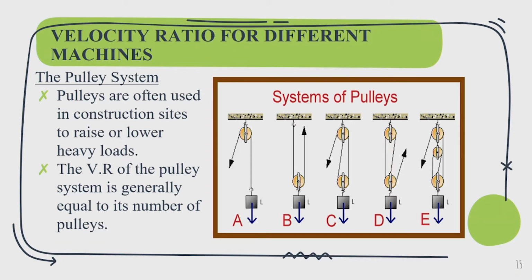So in conclusion, the velocity ratio of the pulley system is generally equal to the number of pulleys. So if it has 5 pulleys, the velocity ratio will be 5. In lots of JAMB questions, they draw the block and tackle system. A system of pulleys is called a block and tackle. They draw 5 pulleys and ask you to calculate the velocity ratio. You don't need to do any long maths. The velocity ratio of a machine like that is 5 because it has 5 pulleys. So that is for the pulley system.